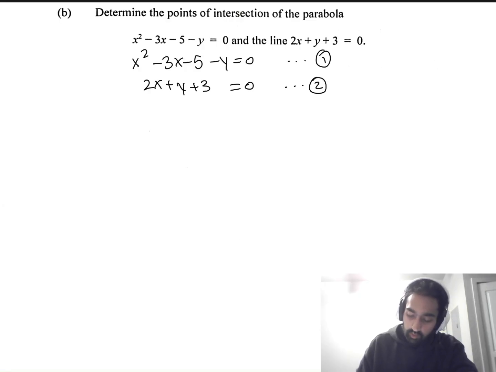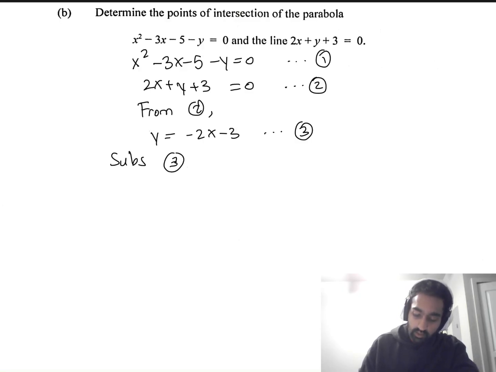Now, there are many, many ways you could solve this, but I think the easiest way is usually when you have a line, like the second one is a line, and they said it's a line, you could use that to eliminate one of the variables. So from 2, what you could say is, y is equal to minus 2x minus 3. Let's call this 3, and now let's substitute 3 into 1.